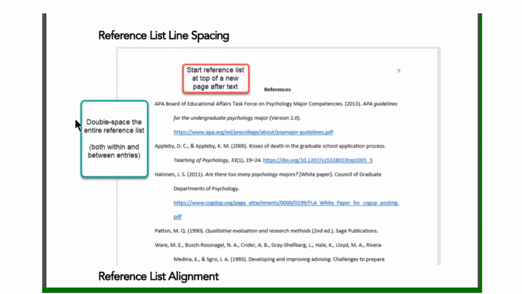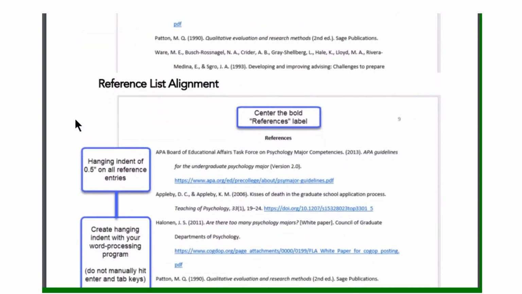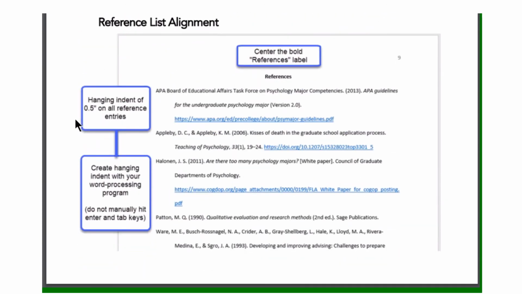For your references, you need to double space the entire reference list. There's something interesting about your references, how they're indented. It's the opposite of how you indent a paragraph. Actually, the first word is left justified, left aligned, and it's the other lines, the second and the third and even the fourth, that are indented.